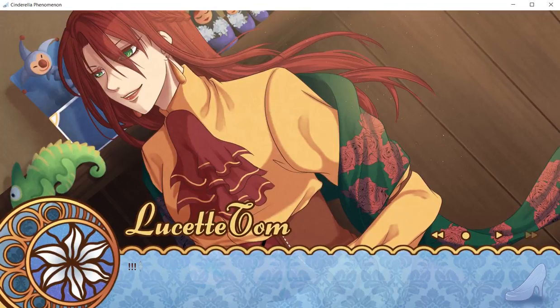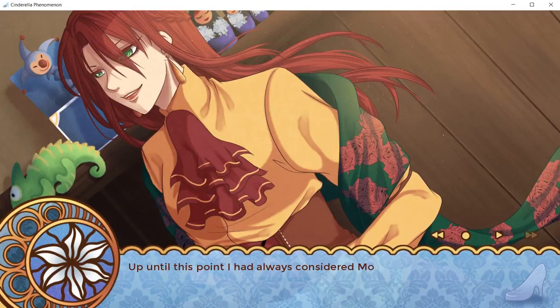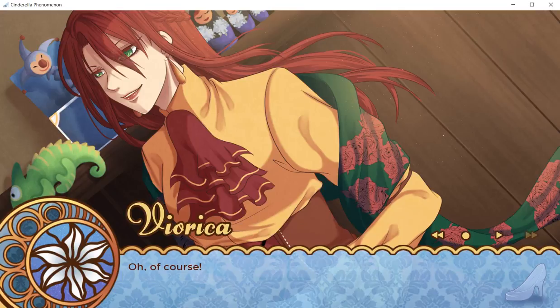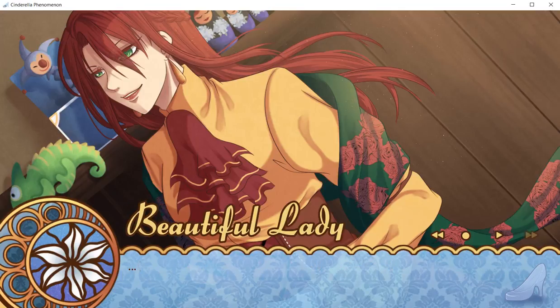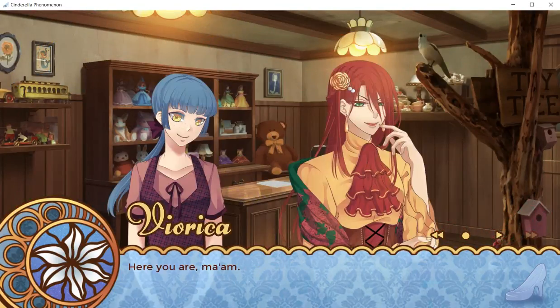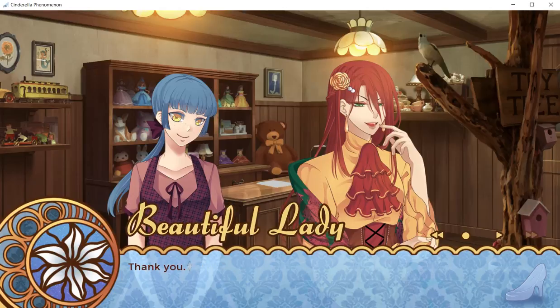Good morning. To this point, I'd always considered Mother to be the fairest beauty in the land. The lady that walks in proves me wrong. Her beauty is mesmerizing and clearly without peer. Everyone in the shop is openly staring. You're early today, ma'am. I have some important errands to run later today. Are the items ready now? Oh, of course. Let me go fetch them for you. Just be one moment, Emmeline. Why is she smiling at me? Here you are, ma'am. Thank you.